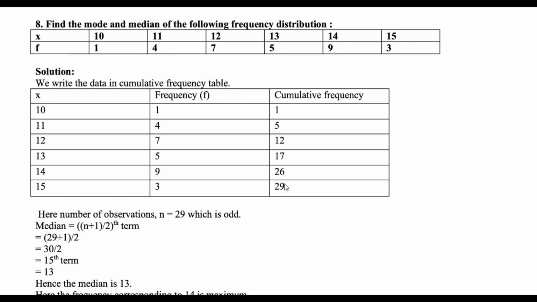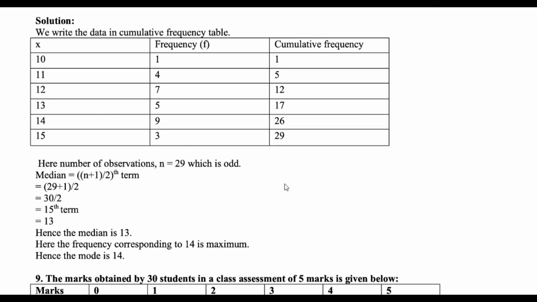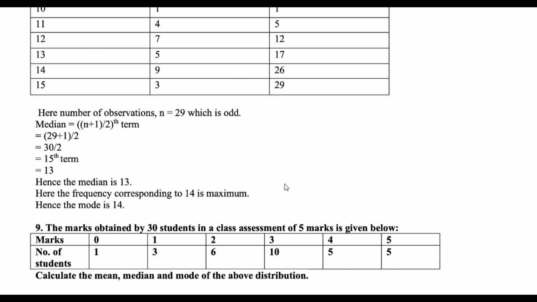So 29 is the total summation of all frequencies. 29 is our odd number. So for the odd number, we have to use this formula, (n plus 1) by 2th term, that is the 15th term. So the 15th will be in this particular row, that 17, 5, 13. So median will be 13.